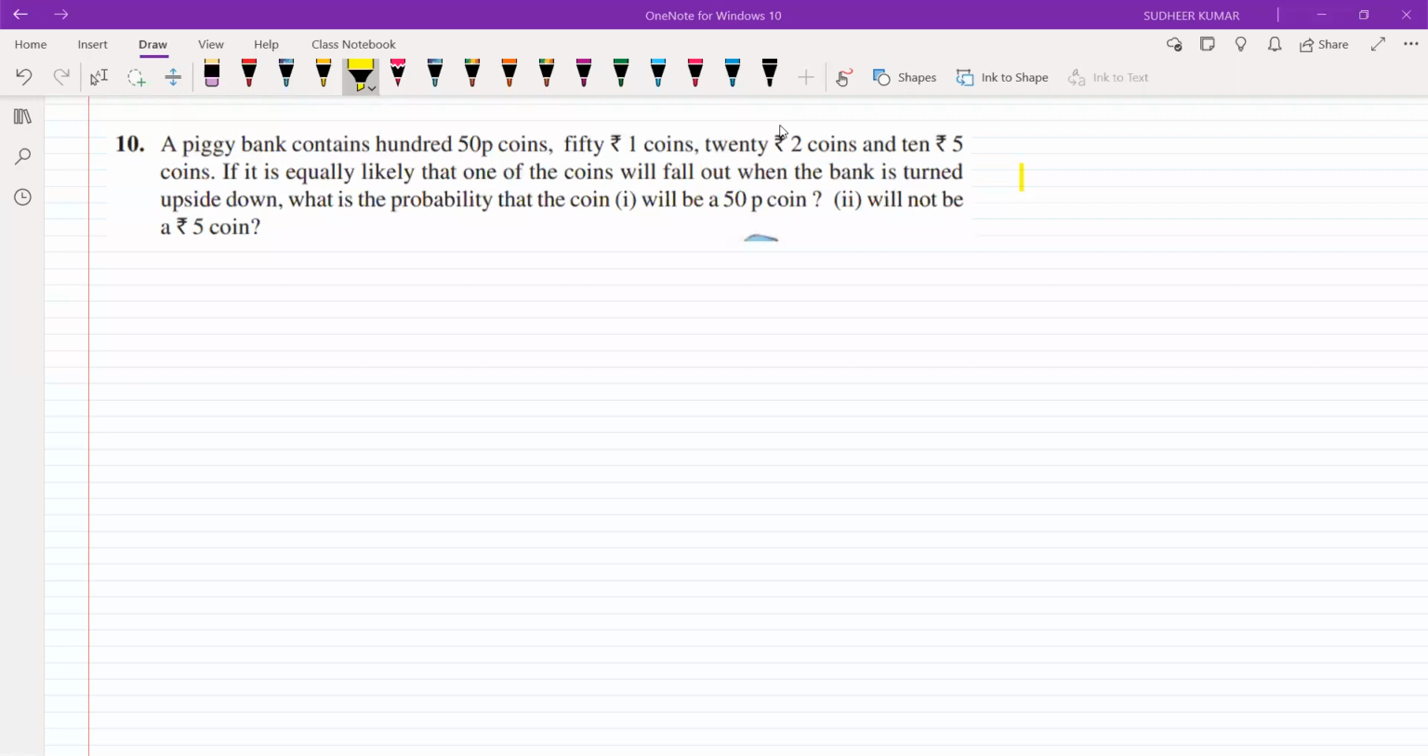A piggy bank contains 100 50 paise coins, 50 1 rupee coins, 20 2 rupee coins and 10 5 rupee coins. If it is equally likely that one of the coins will fall out when the bank is turned upside down, what is the probability that the coin will be a 50 paise coin? The next one: it will not be a 5 rupee coin.